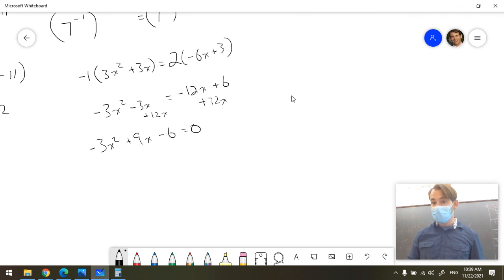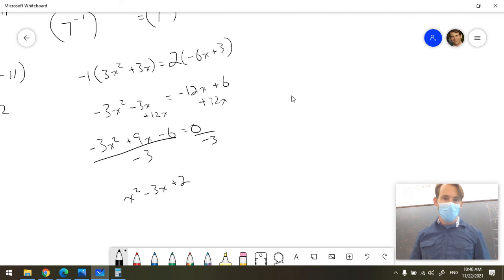I can solve that by factoring. I can solve that by quadratic formula. Let's do factoring. Divide all the sides by minus 3. Divide this whole thing by minus 3. And that gives me x squared minus 3x plus 2 equals 0. And now factor. x minus 2 multiplied by x minus 1 equals 0. I needed to find two numbers that multiplied to plus 2 and added to minus 3.